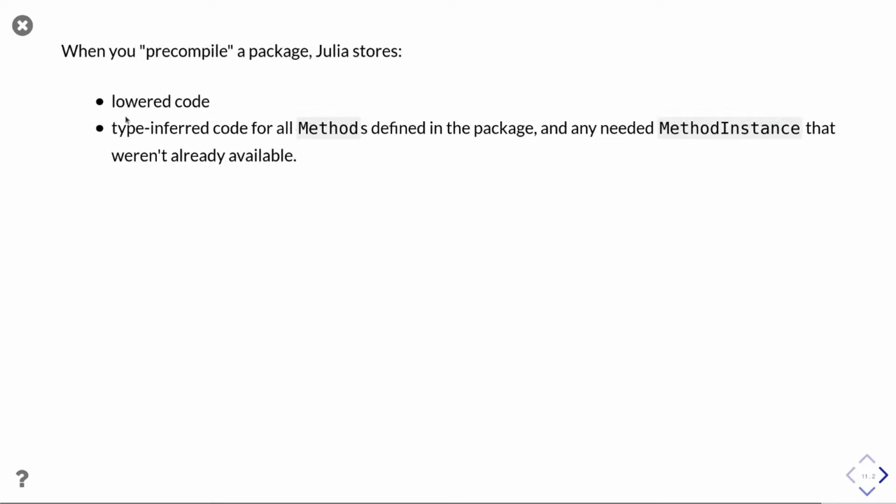Well, when you precompile a package, Julia is storing the so-called lowered code. If you're not familiar with that concept, we'll introduce that later on in today's session. It will also store the type inferred code for the methods that are defined in the package. So the methods that your package has added all go in your package, basically. And if you've called them at least once or precompiled them, then the type inferred versions go into the package. But importantly, any method instances that weren't already available also get stored.